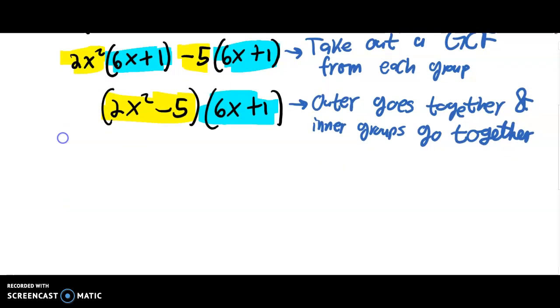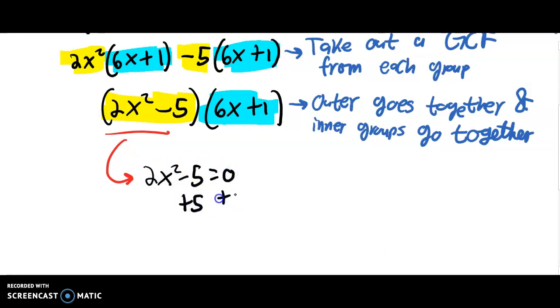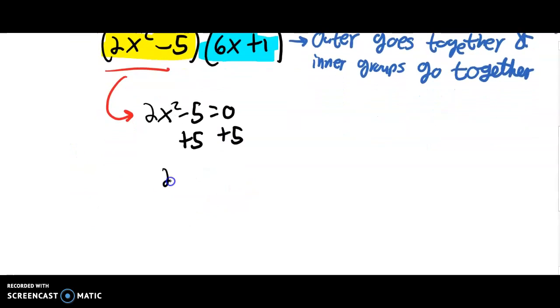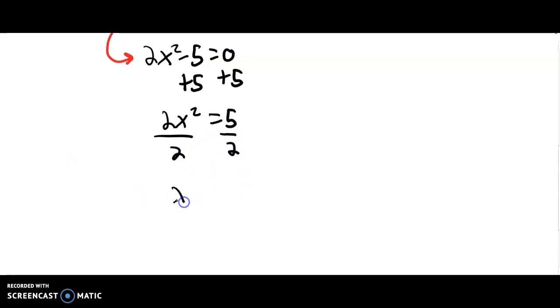Okay, it wants us to solve. So in order to solve, I'm going to set each of these equal to 0. I'm going to add 5 to both sides here. Divide out 2. So we have x squared equals 5 halves.